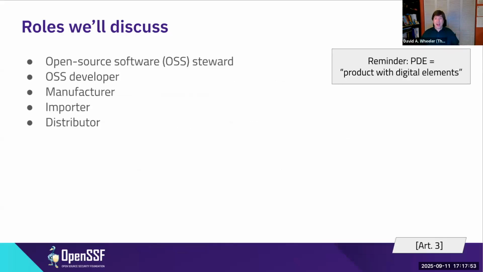Now that you know what the category of the software is, with product with digital elements, there's various roles to play, okay? And I'm going to talk about these roles: open source software steward, a developer, a manufacturer. That's a critical one, okay? That's basically someone who is making the software or the hardware or whatever the product with digital elements is, and then importers, distributors.